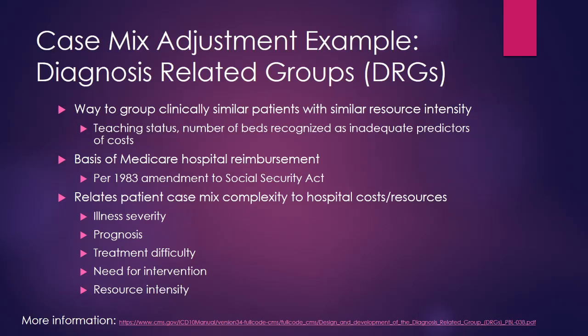DRGs really relate the patient case mix complexity to hospital costs and resources. As the name implies, they're diagnosis-related groups, not just diagnosis groups. So it's not just about the condition or conditions that patients are diagnosed with. It incorporates various factors: severity, prognosis, difficulty of treating that condition, the need for intervention, and then the intensity in terms of resources of treating that patient. And if you're interested in reading more details about DRGs and how they're constructed, there's a link at the bottom there to the full code manual for DRGs.